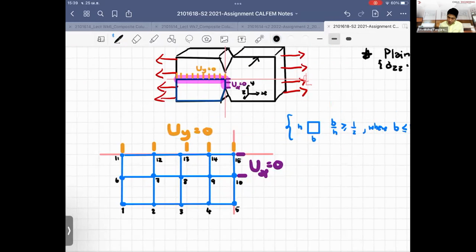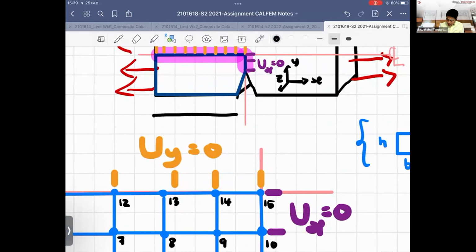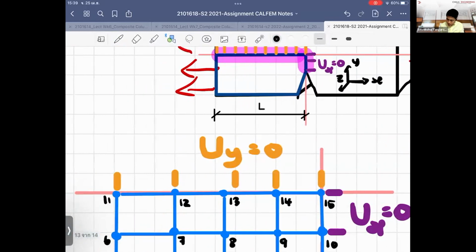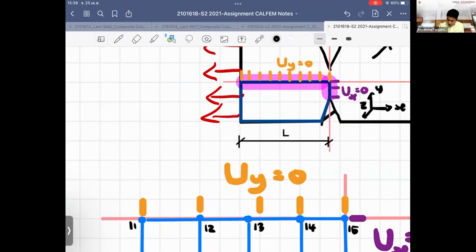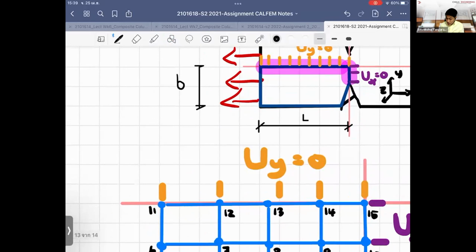And what I do, right? Normally I will look at the geometry. For example, this is the total half of the length. This may be L, and another half of the depth, this might be B. And I don't use B, I use L1 and L2.